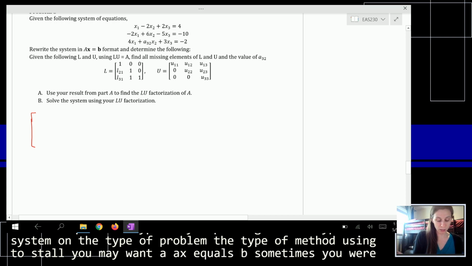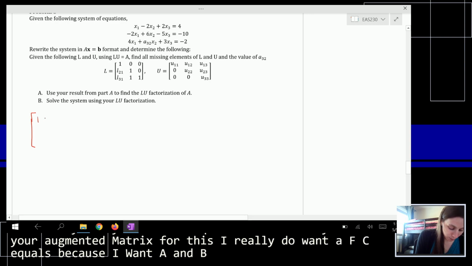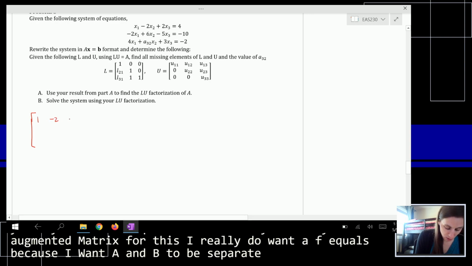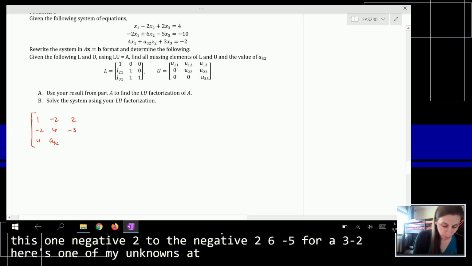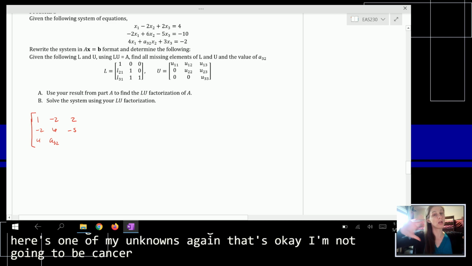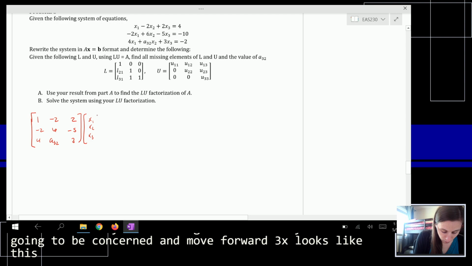Sometimes you want your augmented matrix. For this, I really do want Ax equals b because I want A and b to be separate. So A looks like this: 1, -2, 2, a -2, 6, -5, 4, a 3, 2. Here's one of my unknowns again, but that's okay. I'm not going to be concerned. I'm just going to move forward like normal. And then x looks like this, and b looks like this.